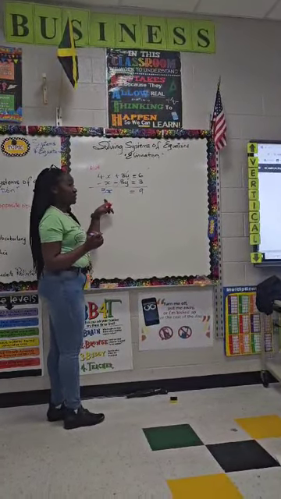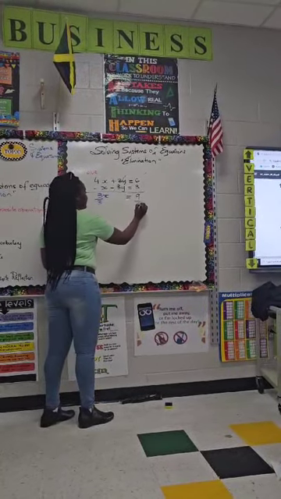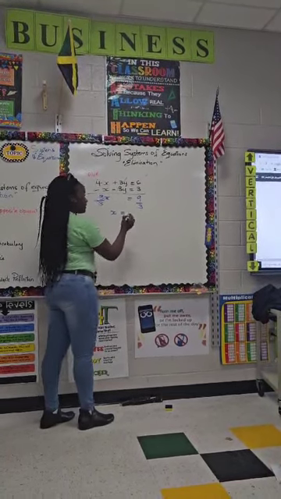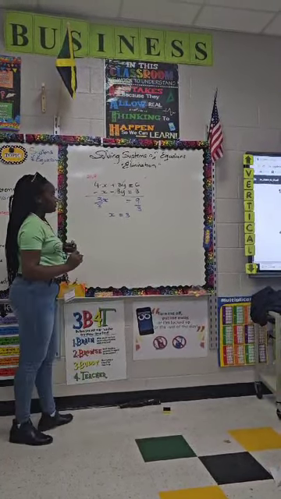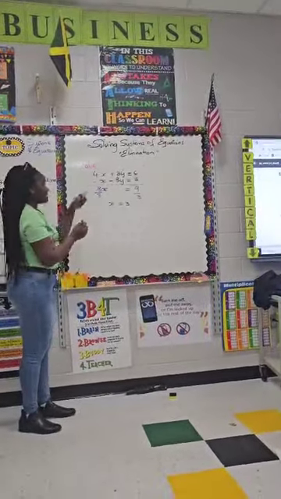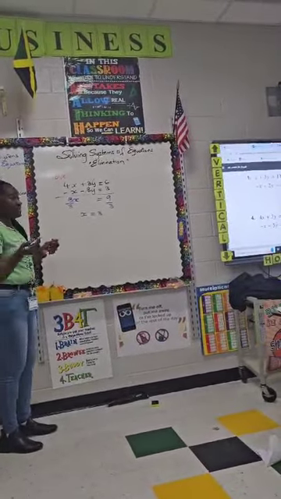So to find x, we're going to divide both sides by 3. And therefore x would be equal to 3. Now that we found x, we're going to solve for y. Select any one of the equations we want. Let's say we're going to start with our first one.